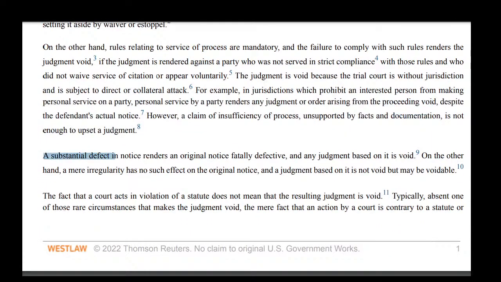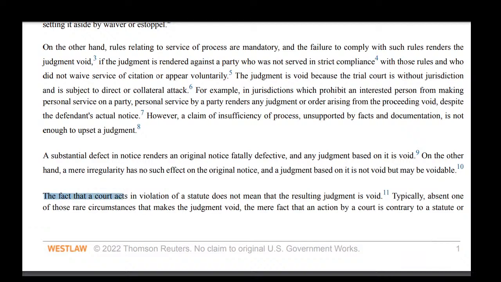All right, a substantial defect in notice renders an original notice fatally defective, and any judgment based on it is void. Woohoo! Substantial defect in notice. On the other hand, a mere irregularity has no such effect on the original notice, and a judgment based on it is not void but may be voidable.